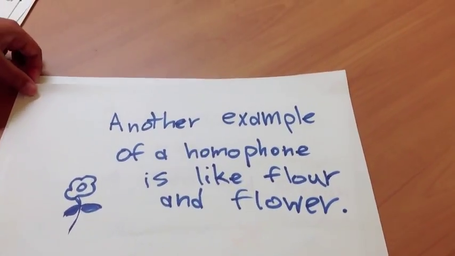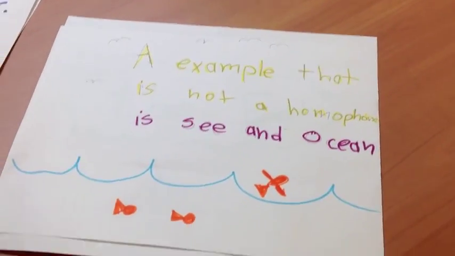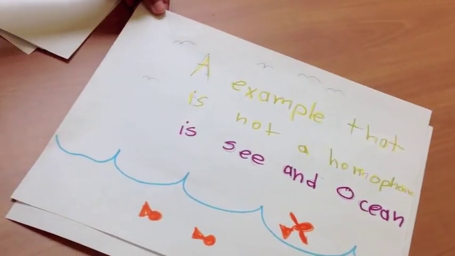Another example of a homophone is like flower and flower. An example that is not a homophone is sea and ocean.